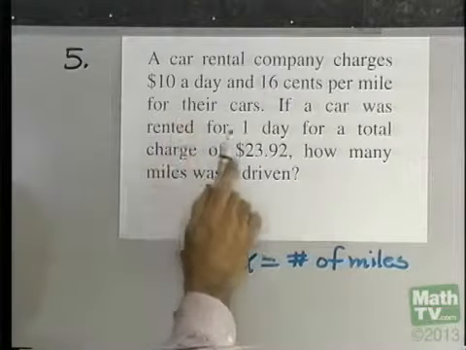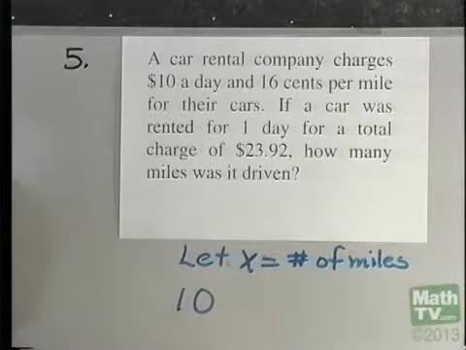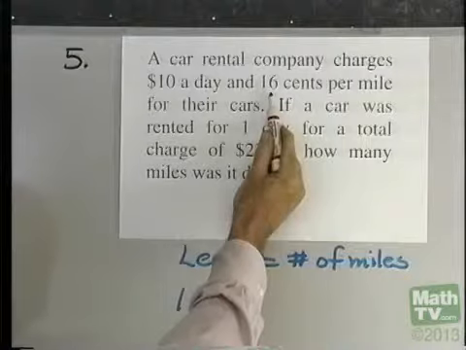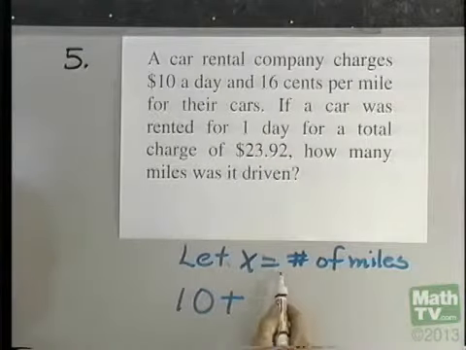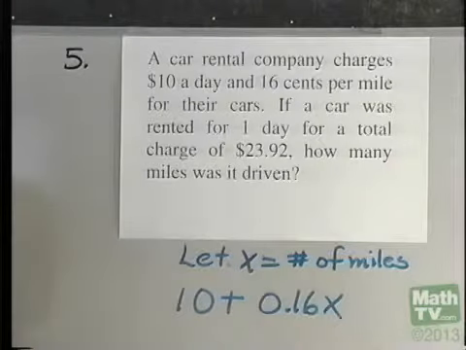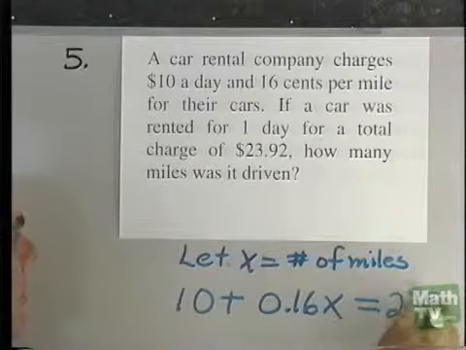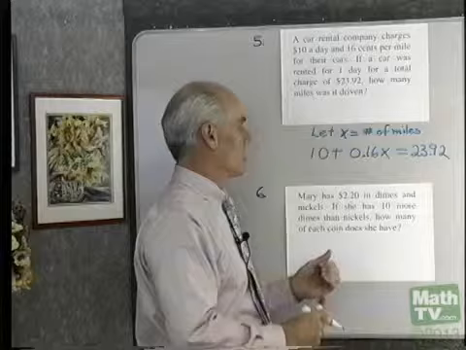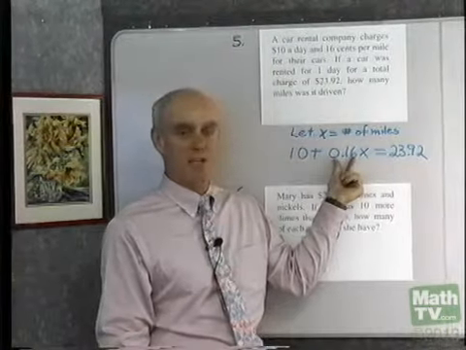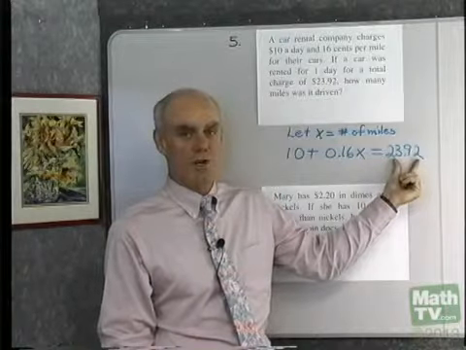Now I want to write an equation in x that describes this situation. So first of all, the car is rented for 1 day and that charges $10. So as far as the total amount of money that we spend, it's going to be $10 plus it's going to be 16 cents a mile, and I've driven it x miles. So 0.16 times x will be the total charge for mileage, and that will come out to be the total charges of $23.92. So $10 a day, and I rented it for 1 day, so that's that 10. Plus 16 cents a mile times the number of miles driven, that gives me the total charges, which is $23.92.